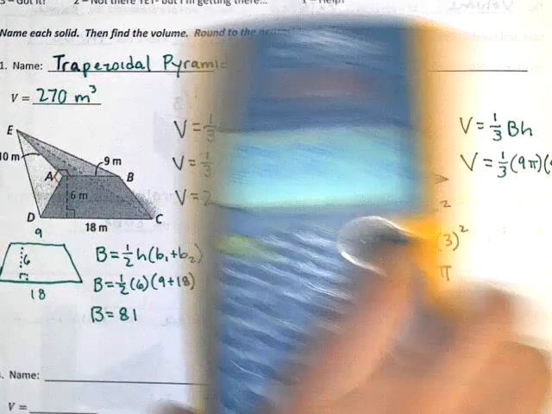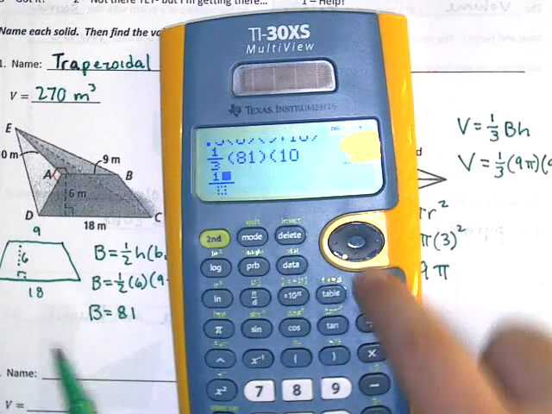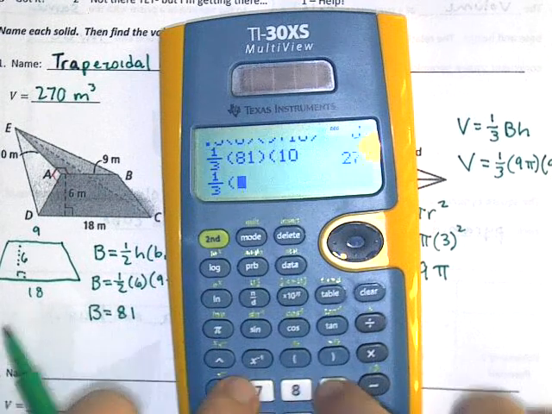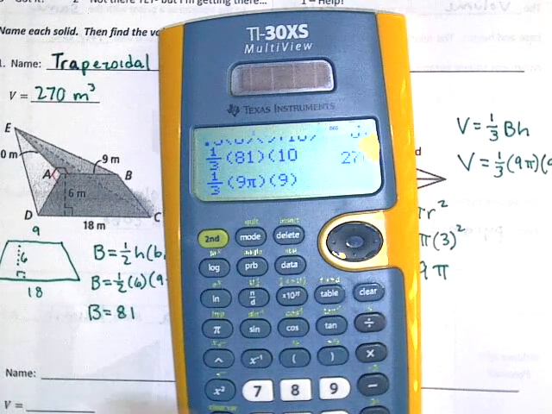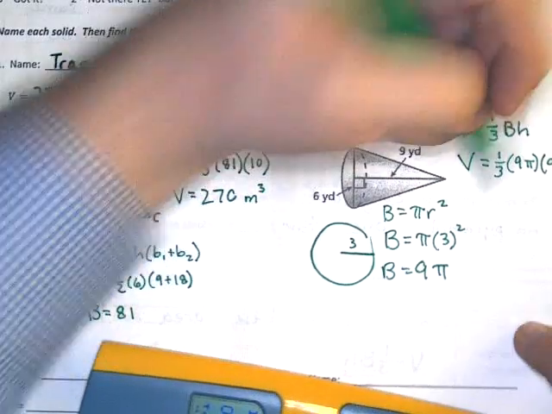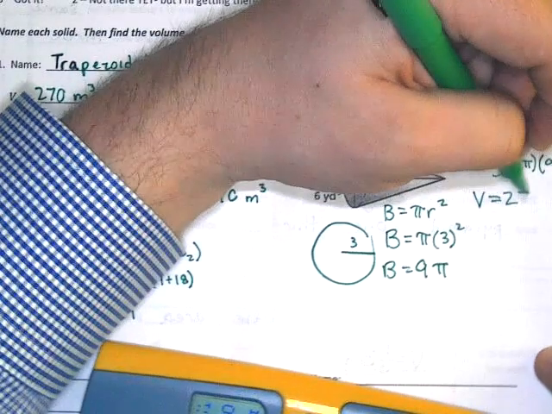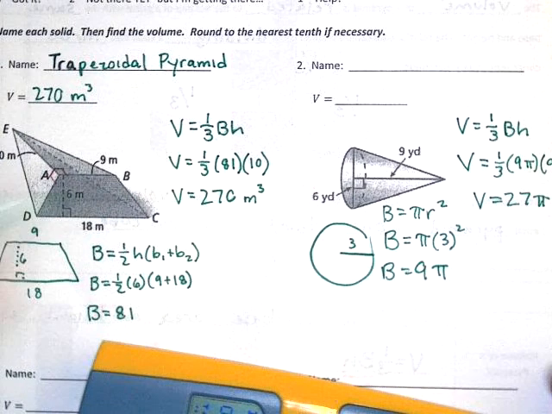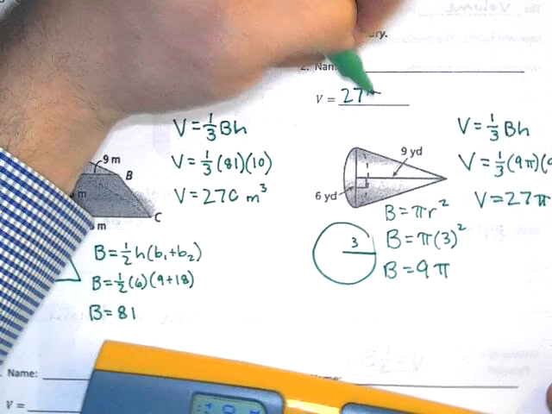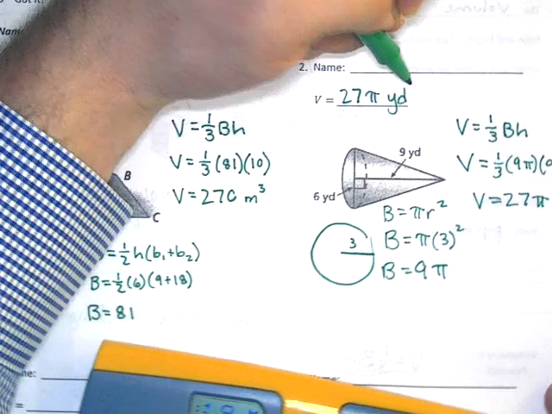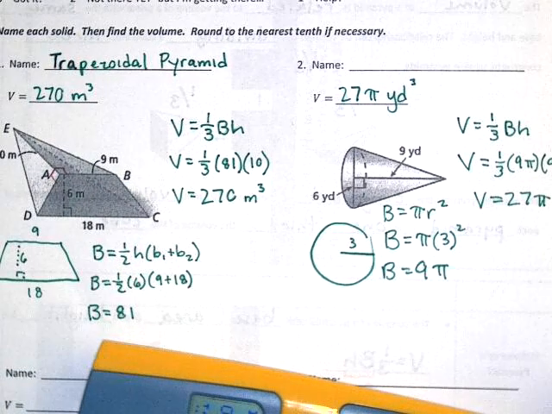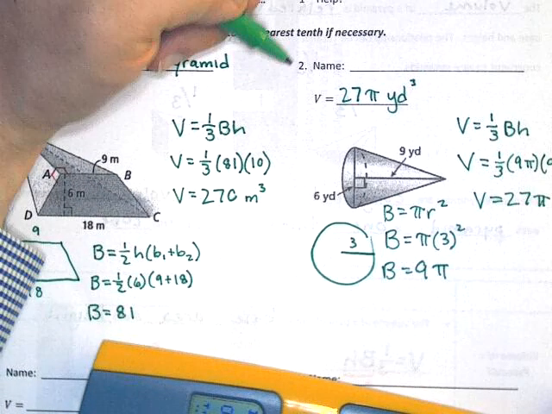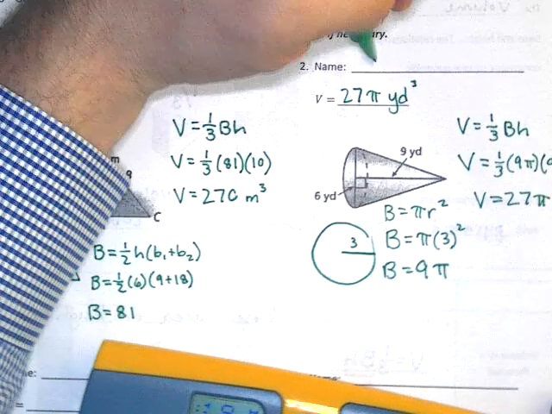Now I go to the calculator. 1/3 9 pi times 9, 27 pi. This I would probably leave in terms of pi. Yards cubed. Alright, I'm very sorry guys, this is my fault. I kind of skipped a step. Hopefully we can all recognize that this is just a cone.